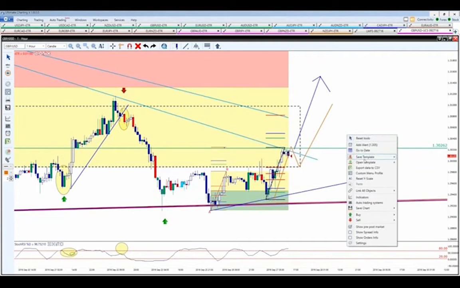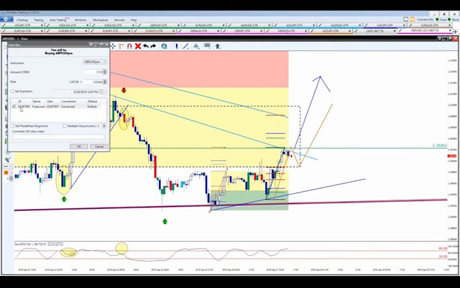But if we simply come in here and hit buy, let's say we just wanted to buy here, all your information is right here. We can set our stops and limits. Everything is set up right there, right from the charting platform here.